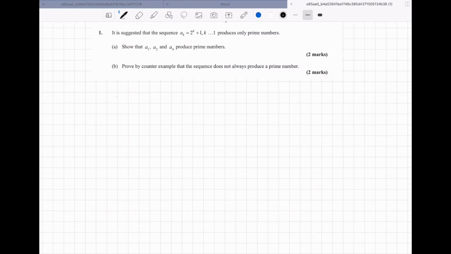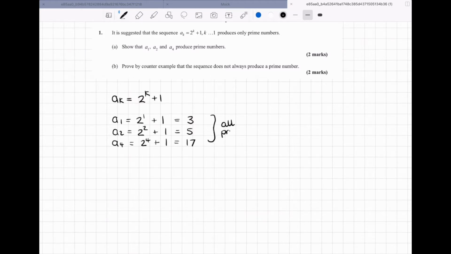First question, it's suggested that the sequence 2 to the k plus 1 produces only prime numbers. So first of all, we just have to sub in k equals 1, k equals 2 and k equals 3. A1 is 3, A2 is 5 and A3 is 17 and they're all prime.